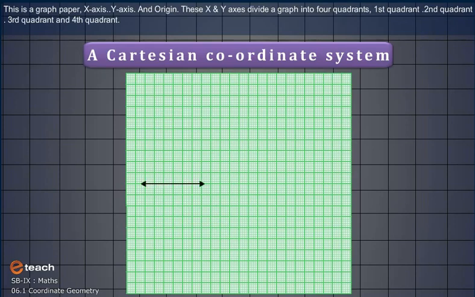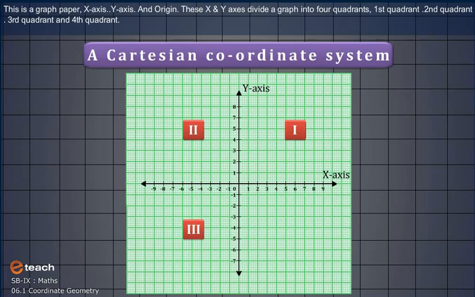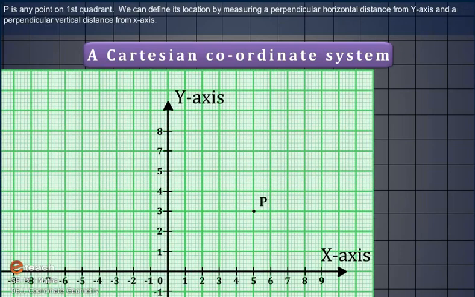This is a graph paper. X-axis, y-axis and the origin. These x and y axes divide a graph into four quadrants. First quadrant, second quadrant, third quadrant and fourth quadrant. P is any point on the first quadrant.